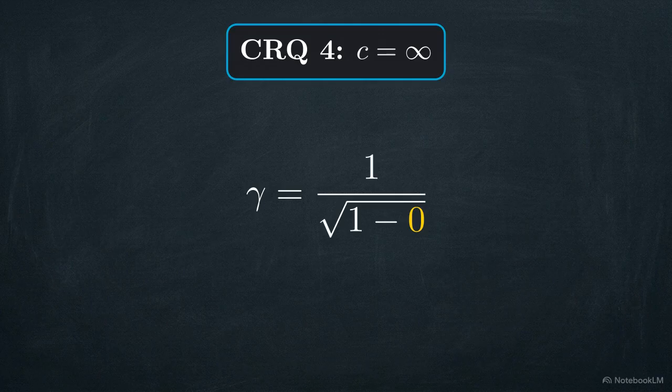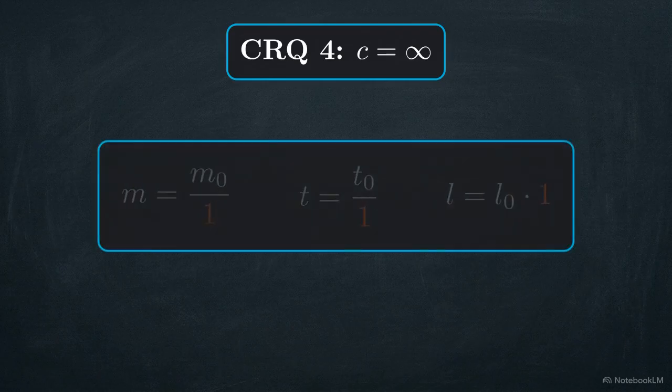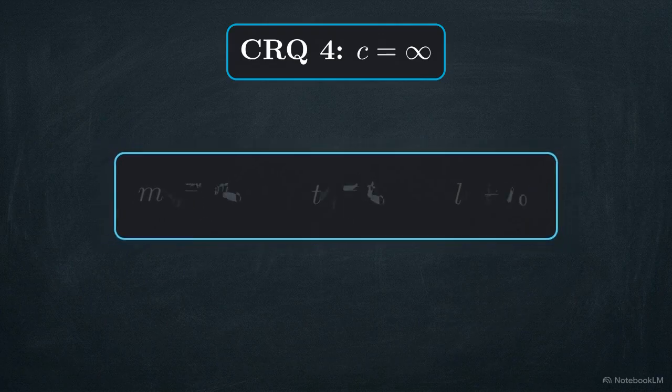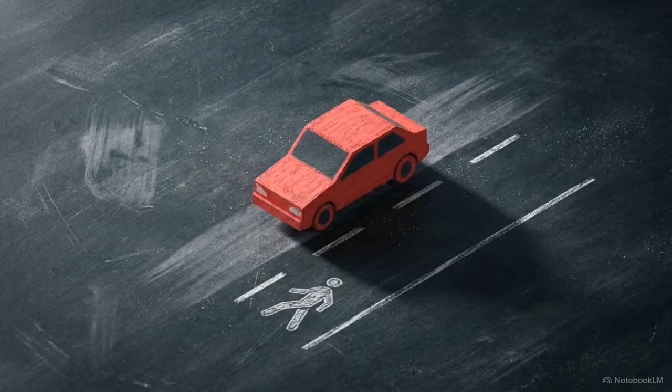Let's solve it. Any finite velocity divided by infinity is 0. This leaves us with the square root of 1 minus 0, meaning the entire denominator resolves to 1. If the denominator is 1, proper and relativistic values become identical. All relativistic effects vanish, and the universe returns to the classical Newtonian physics we use for slow-moving objects.